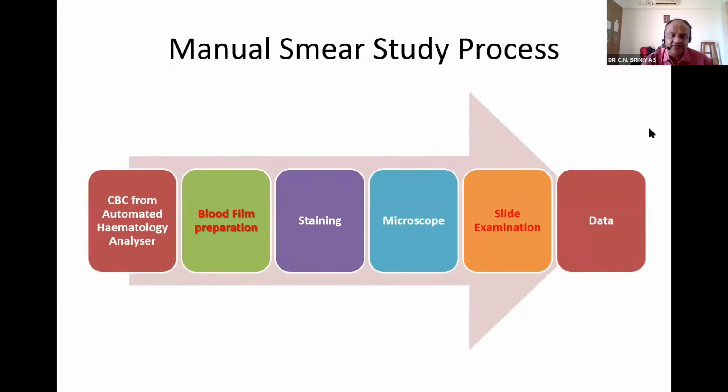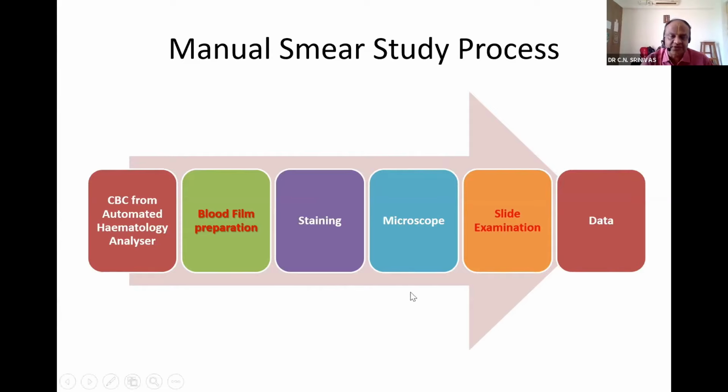The manual smear study involves various steps, but the most important thing is the peripheral blood smear preparation, a good stained smear, a good microscope, and a microscopist or morphologist. The slide examination recording has to be done along with the data. And the data has to be interpreted along with the hematology analyzer and other ancillary investigations to come to a conclusion and give advisory services to our clinical colleagues.